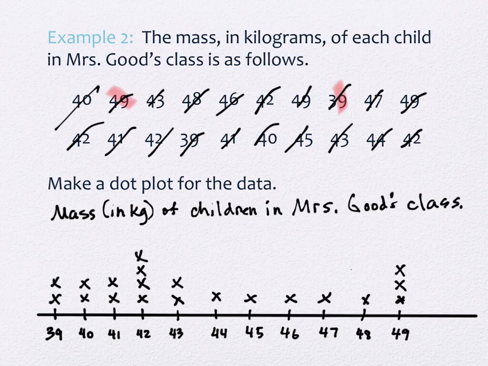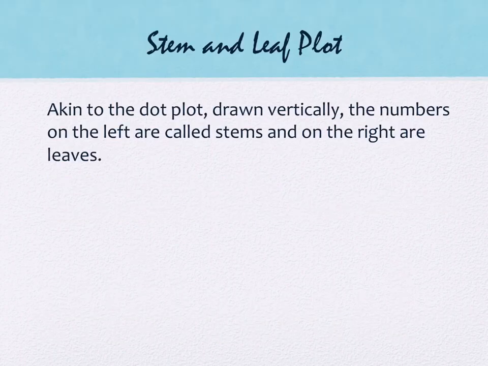Okay, so this is still early grade school kind of stuff, right? Creating these kinds of charts. Stem and leaf plots are going to be looking more like upper elementary to early middle school. These are akin to dot plots. They're drawn vertically though. The numbers on the left are called stems and on the right are called leaves.